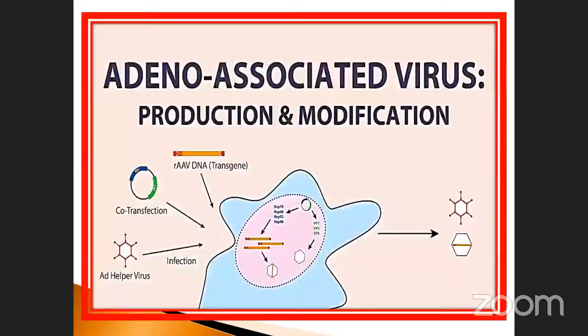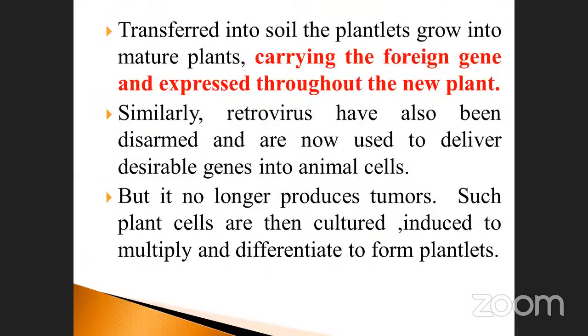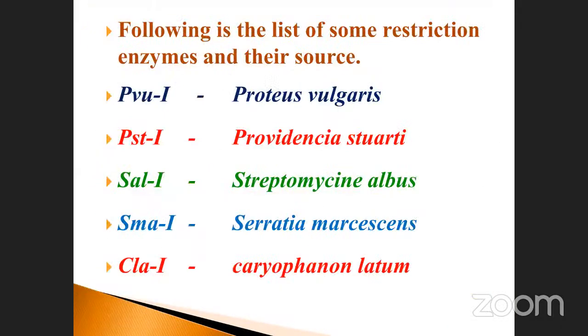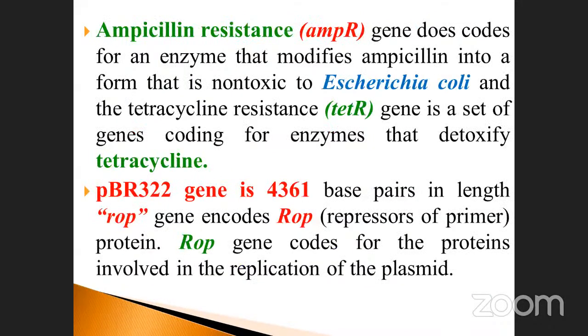So we will summarize all those things. Already we discussed what are the things. See the pBR322. Already we know what is present in it. Ampicillin resistant gene, and another one called tetracycline resistant gene is also present in it. And its length is 4361 base pairs.